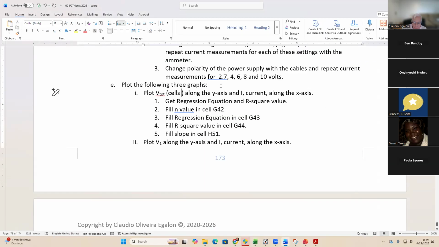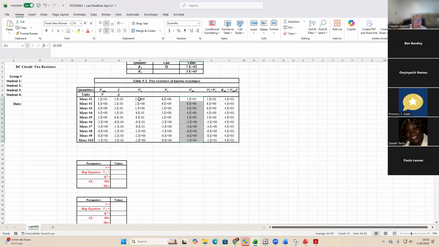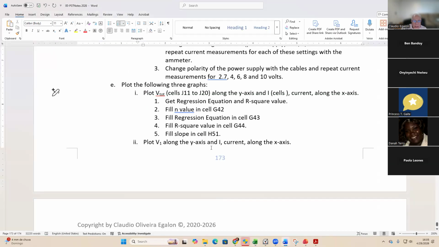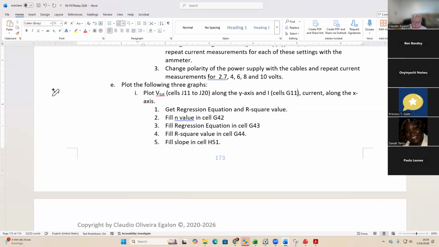Cells J11 to J20, and I cells G11 to G20. Okay, that's V total.